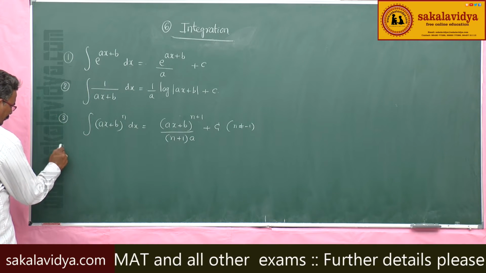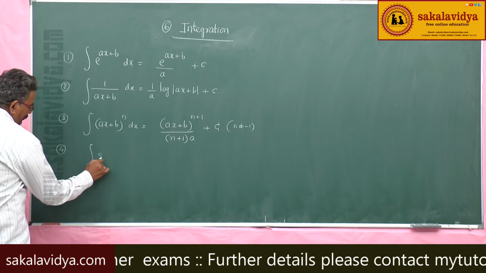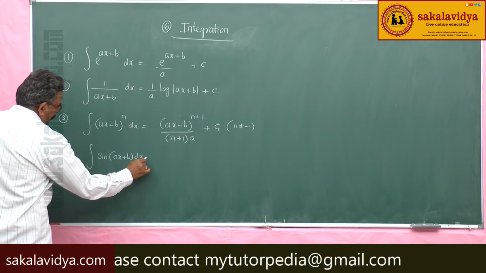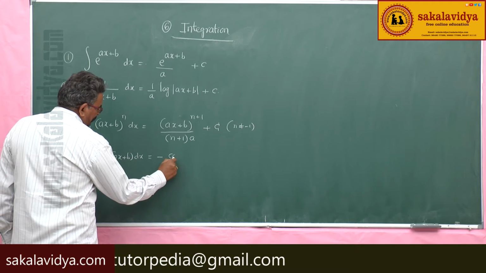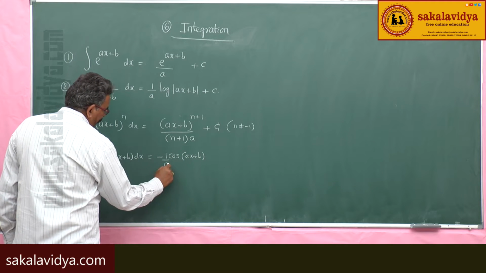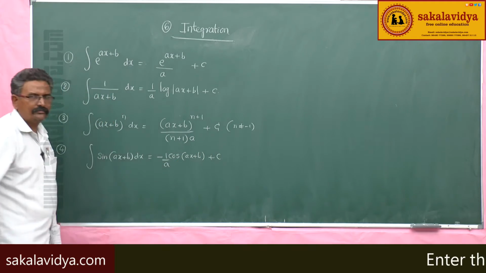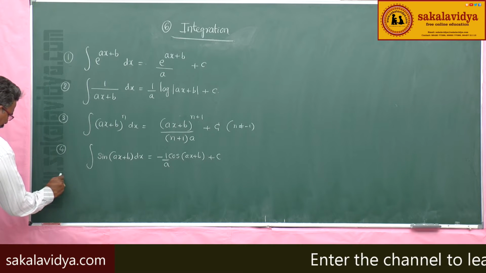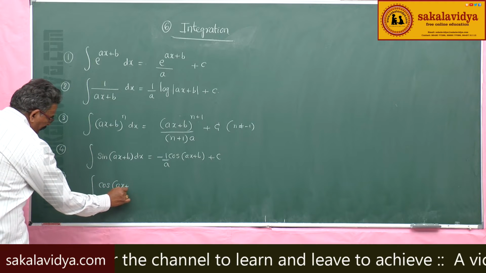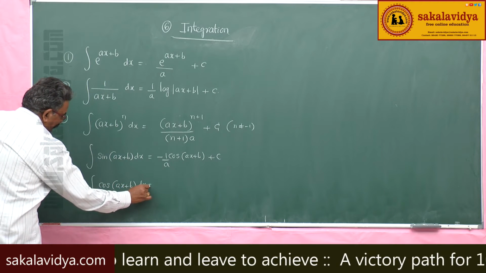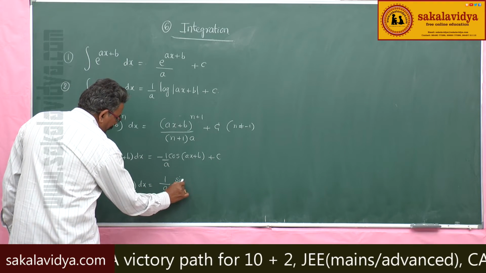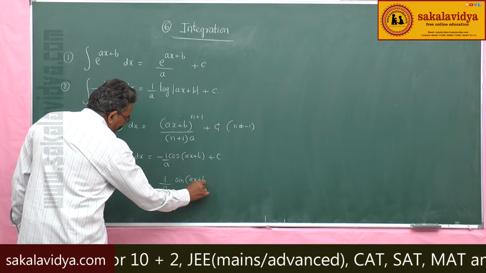Now, integral sin of ax plus b dx is minus cos of ax plus b 1 by a plus constant of integration. Now, integral of cos of ax plus b dx is same 1 by a sin of ax plus b plus c.